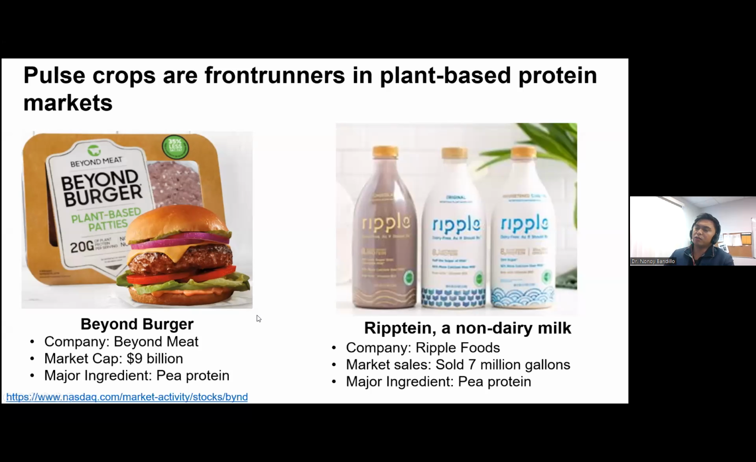And the company who built this product is Beyond Meat. Right now, if you look at this website, this product has a market cap value of $9 billion. And we are excited about this product because its major ingredient is pea protein. Each burger comes with 20 grams of protein, as you can see here. Similarly, Ripptide, which is a non-dairy milk, was developed by Ripple Foods, and they were able to sell about 7 million gallons. I think that's a big market. And again, the major ingredient is pea protein.